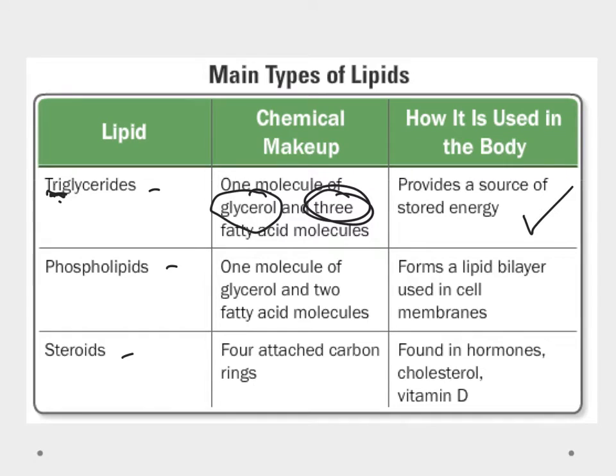We also have our phospholipids. Our phospholipids have the one molecule of glycerol as well and only 2 fatty acid molecules. They also have a phosphorus. That's why this phospho is here. And this is what forms the lipid bilayer that we find in cell membranes, and we'll take a look at that in the next slide.